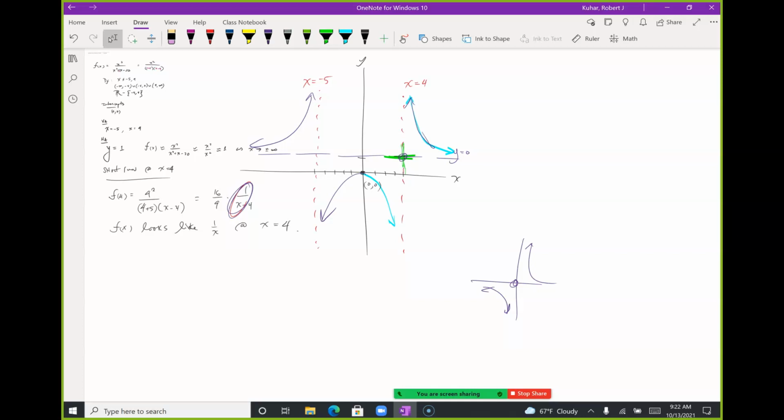Nice. A question just like that on your test. Professor, for this graph, is that y equal to 1 or 0? Oh, yes. Thank you. Y equals 1. Horizontal asymptote, right? Yep.